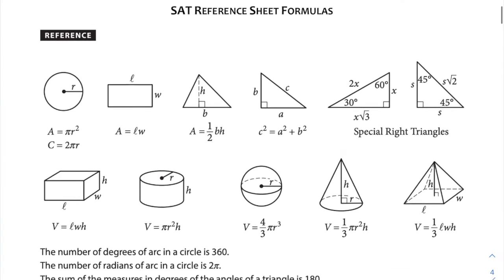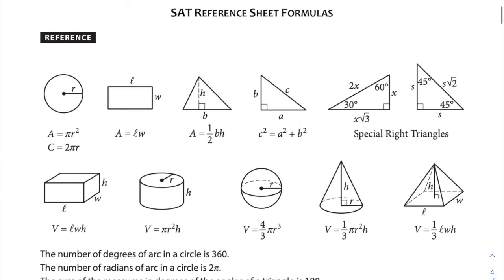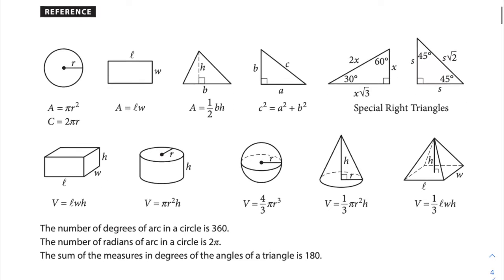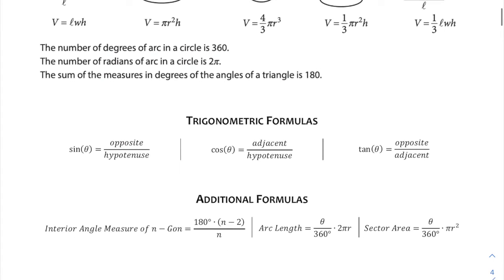In this packet above, you have this SAT reference sheet. These are the actual formulas in the SAT that you won't get the opportunity to take this year if you're a sophomore or junior, the PSAT and SAT. But these are the formulas that would be on it. I added a few other ones to follow along with.